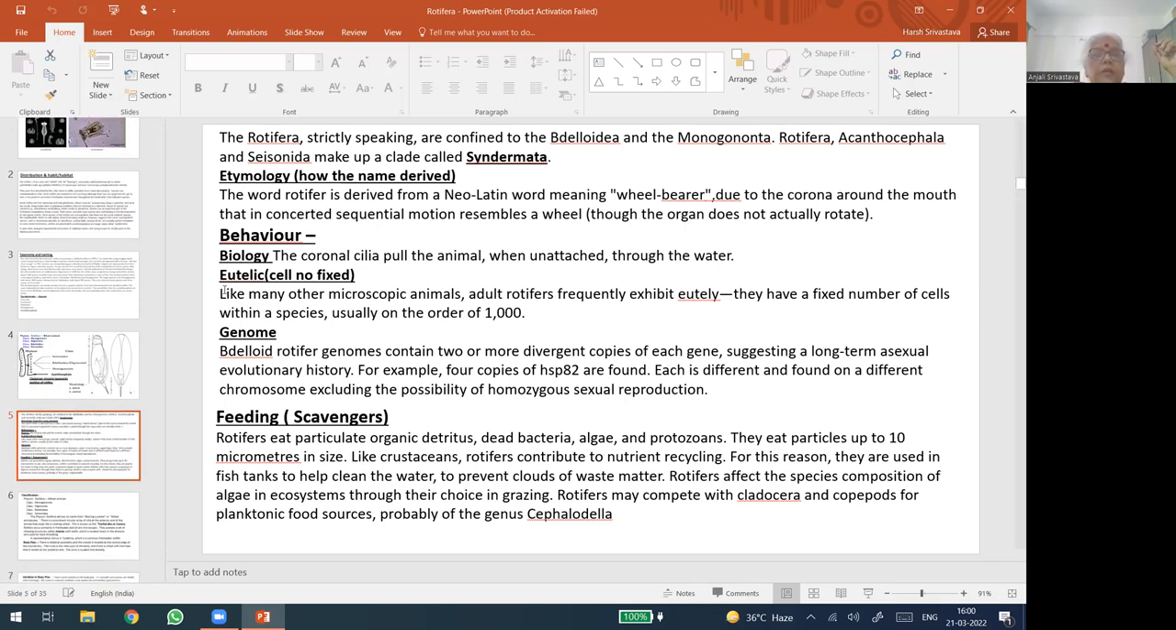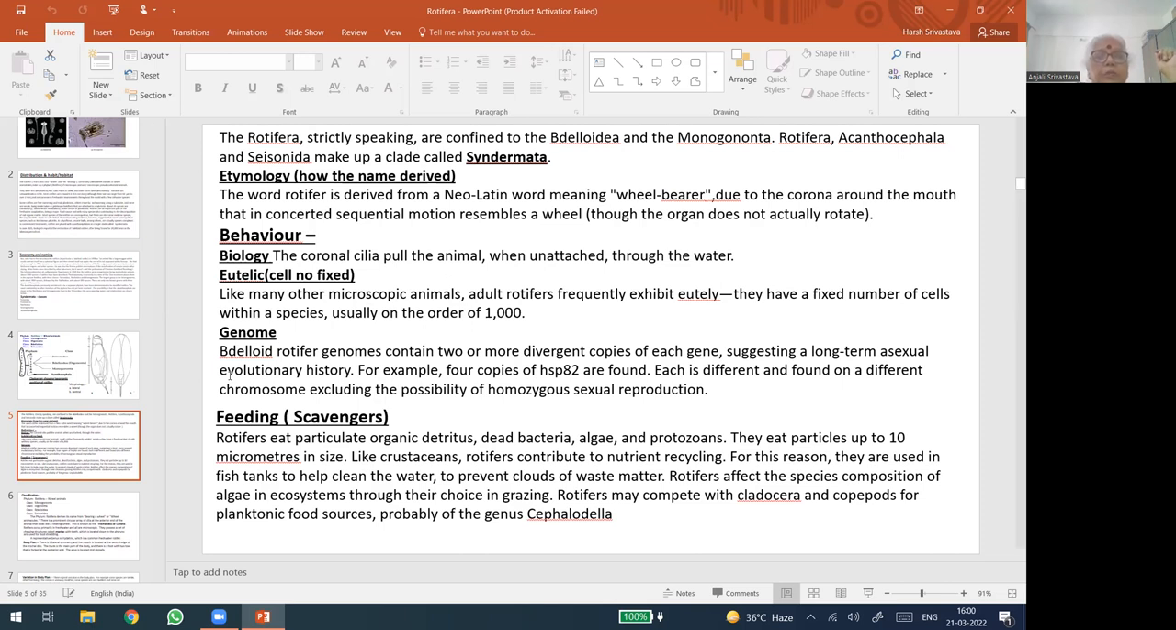Then behavioral characters: the corona cilia pull the animal through the water when unattached. They are eutelic, that is, cell number is always fixed. Like many other microscopic animals, adult rotifers frequently exhibit eutely. That is, they have a fixed number of cells within a species, usually on the order of 1,000. Approximately multiples of 1,000 cells, but mostly 1,000.